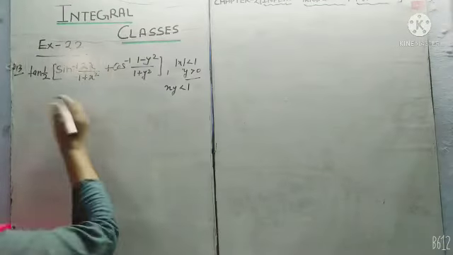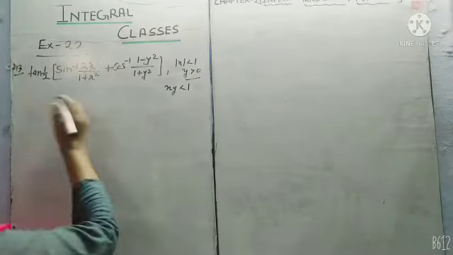Question number 13. Tan inverse of 1 by 2 times sin inverse 2x upon 1 plus x square plus cos inverse 1 minus y square upon 1 plus y square. So student, we know this property: sin inverse 2x upon 1 plus x square equals 2 tan inverse x, and the second property: cos inverse 1 minus y square upon 1 plus y square equals 2 tan inverse y.